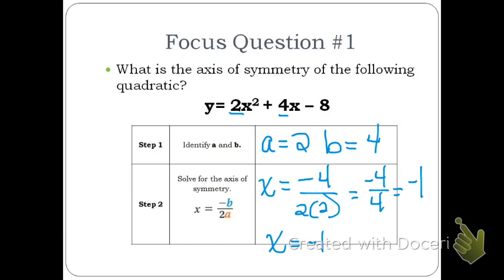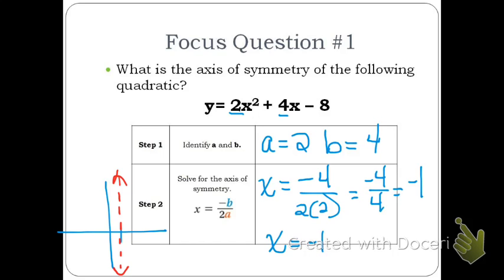If you were to graph this later on, you would go over 1 and your axis of symmetry, which by the way, when we're graphing, we usually draw with a dashed line to show kind of like the folded line. That would be your axis of symmetry.